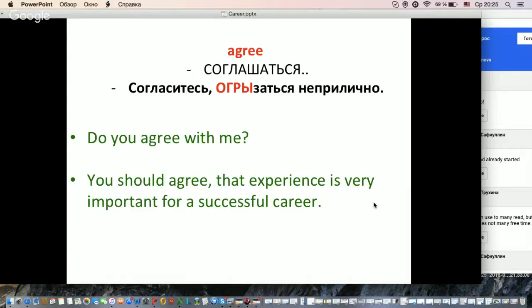Agree – соглашаться. Согласитесь, огрызаться неприлично. Do you agree with me? Вы со мной согласны? You should agree that experience is very important for a successful career. Ты должен согласиться, что опыт – это очень важный момент для успешной карьеры.